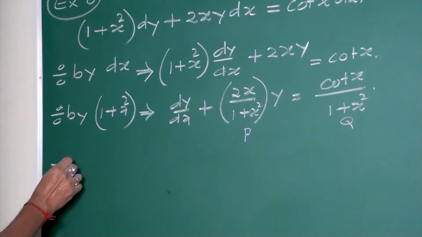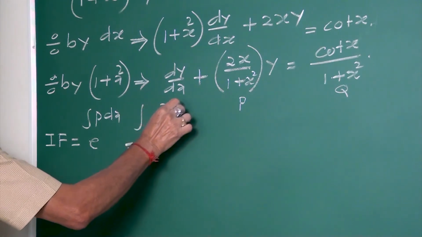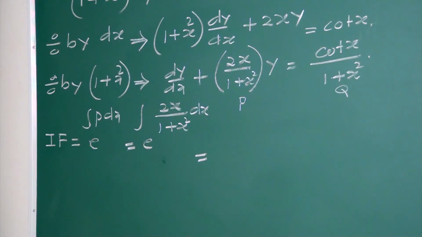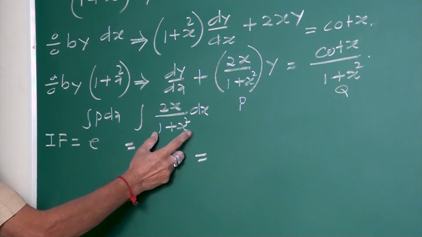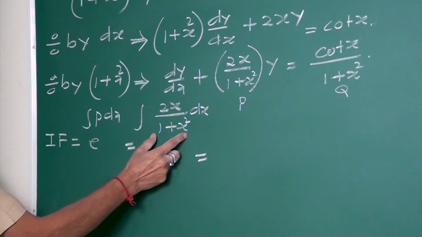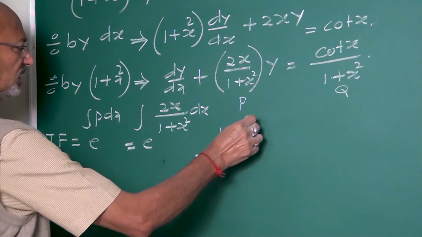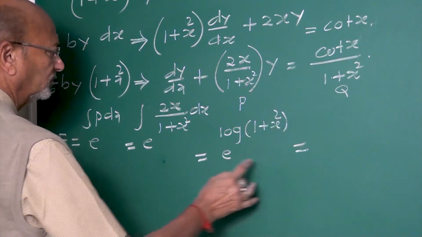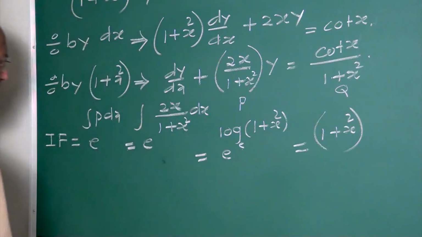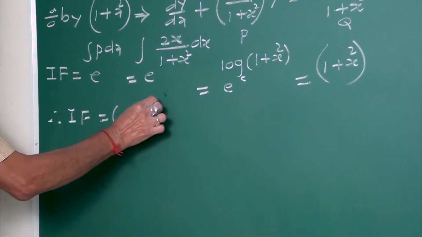Integrating factor is e to the power integral P dx, which is e to the power integral 2x upon 1 plus x square dx. Tell me, what is this, my friends? F is 1 plus x square. What is f dash? Derivative of 1 is 0, derivative of x square is 2x. So the numerator is exactly the derivative of the denominator. It is the integral of f dash x upon fx, which is log fx. E to the power log of 1 plus x square is that expression itself, 1 plus x square. Therefore, what is the integrating factor, my friends? The integrating factor is 1 plus x square.